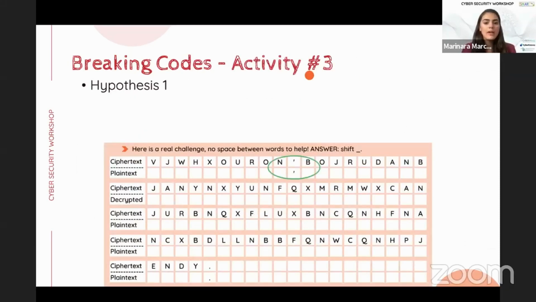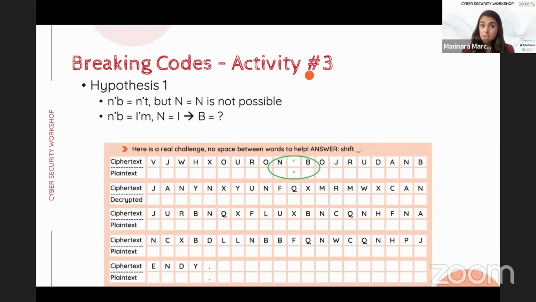Okay, so I came up with a hypothesis here. My first hypothesis is that the NB here is actually NT, like aren't. But that would mean that N equals N. Remember when we were talking about it, that if you encode a letter as itself, like A as A and N as N, you're going to end up with the same text. You're not going to be doing any encryption, actually. So that wouldn't work. It wouldn't be possible in this case, knowing that it is a Caesar cipher.